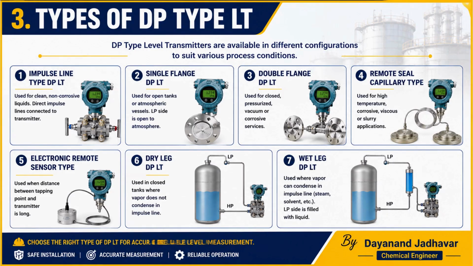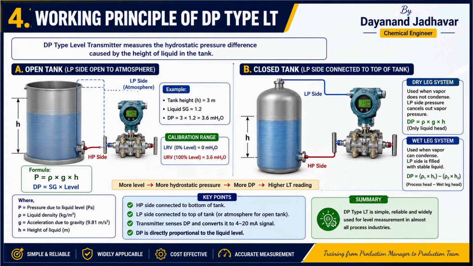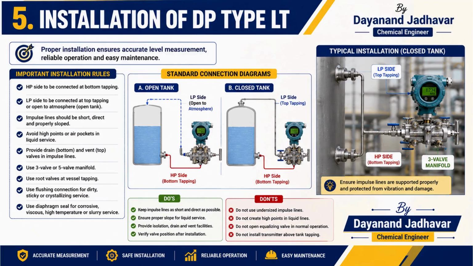The working principle is very simple. When liquid level increases inside a tank, the pressure at the bottom also increases. This pressure is called hydrostatic pressure. The DP transmitter measures this pressure difference and converts it into a 4 to 20 mA signal for DCS or PLC. The basic formula is DP equals specific gravity times level.